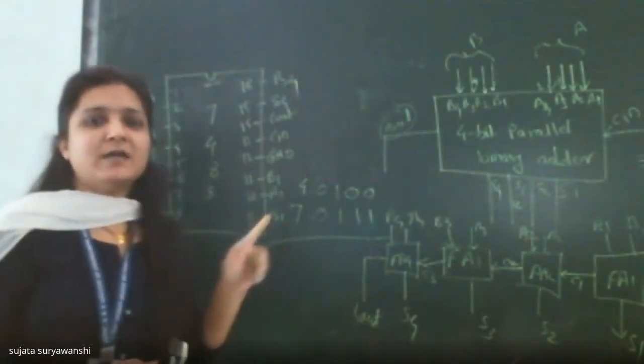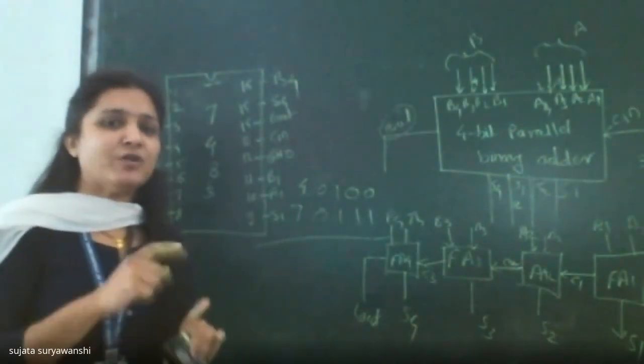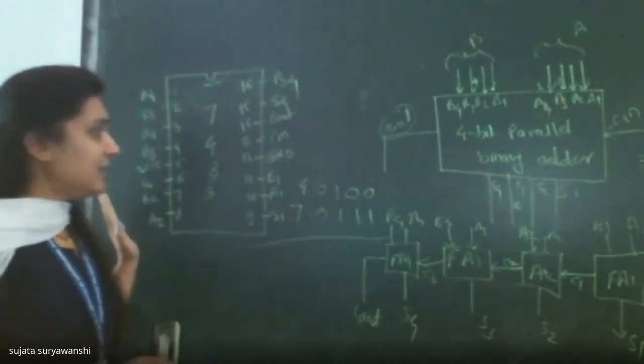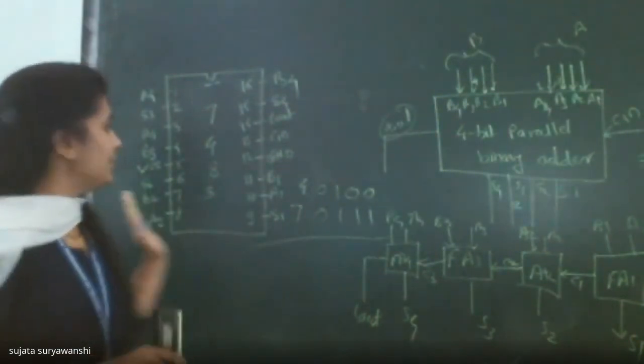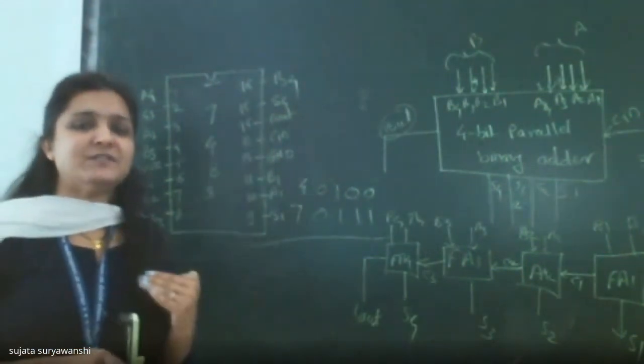Remember, as in the previous ICs, every time the 7th pin is reserved for ground and the 14th pin is reserved for VCC. But in the case of the remaining ICs, it is not compulsory that the 7th is reserved for ground and the 14th is reserved for VCC.